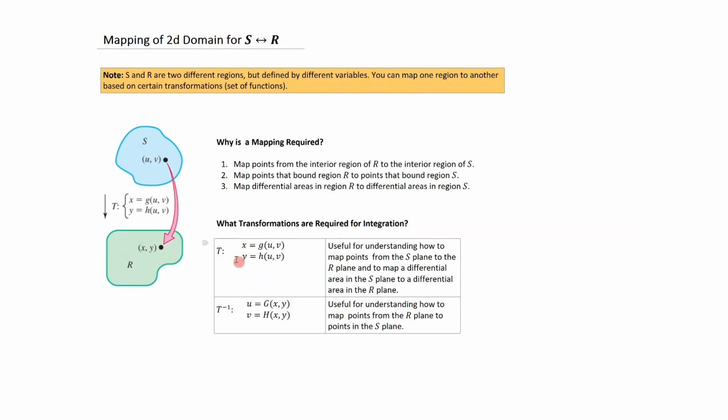So what is the purpose of the transformation T? Well, it's useful for understanding how to map points from the S-plane to the R-plane, and to map a differential area in the S-plane to a differential area in the R-plane. And T inverse, what is its purpose? It's useful for understanding how to map points from the R-plane to points in the S-plane. All right, so these are the things that we need, specifically in terms of boundary points.